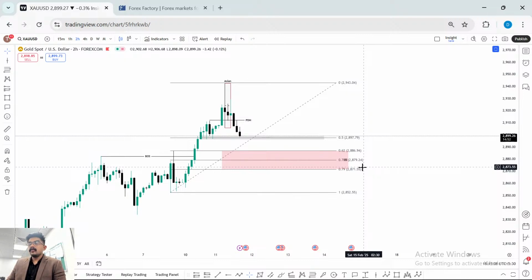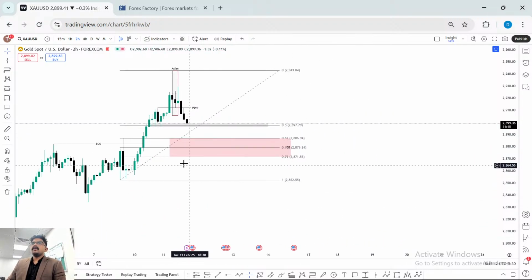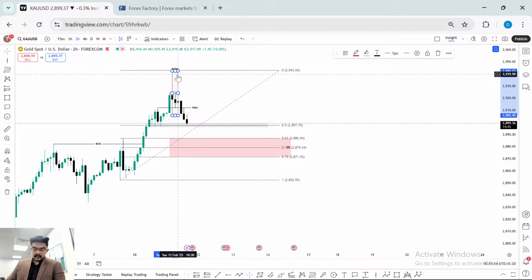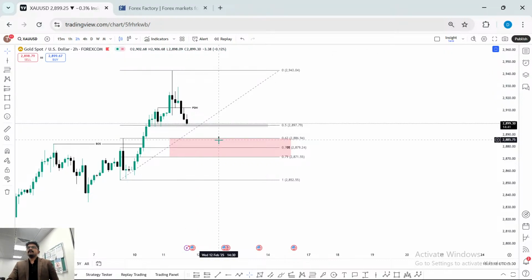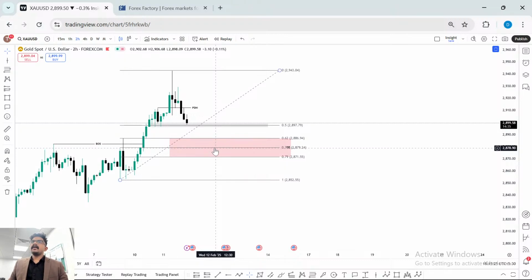Can we buy limit in gold? Buy limit is not safe because first of all, the market is currently in a very huge premium. So directly taking a buy is not that safe. Only if it comes to this particular area, we'll go to the lower time frames, like 15 minutes or 5 minutes, and then we'll plan a trade. That is better.